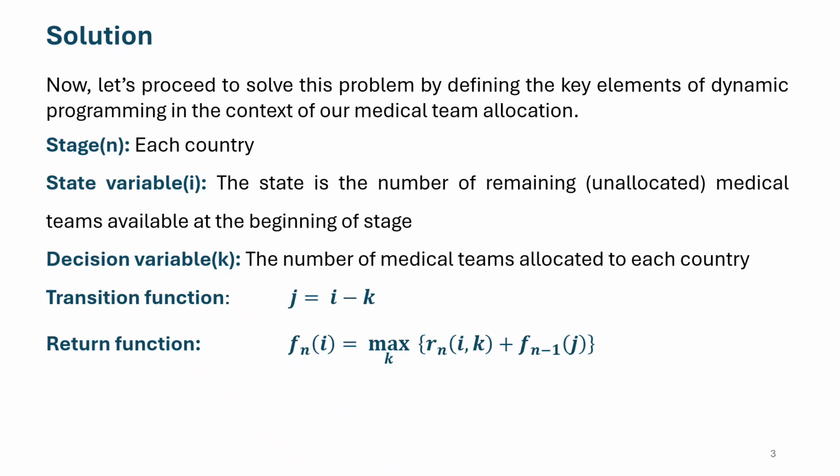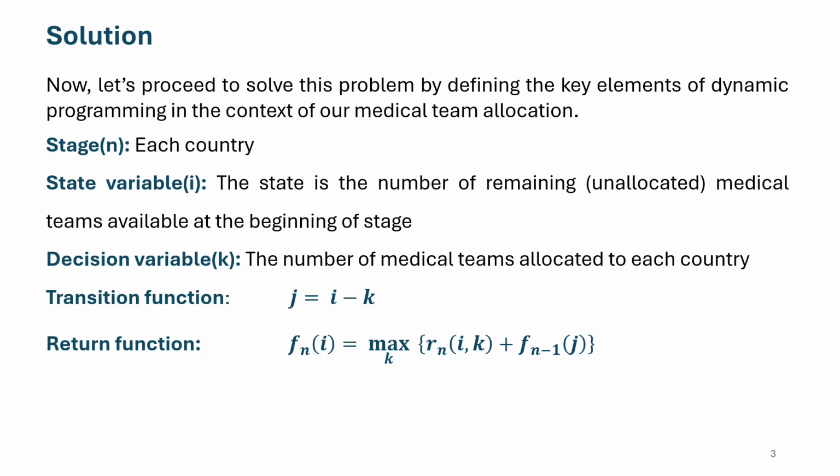And most importantly, the return function. This is the core of our optimization. The function f sub n of i calculates the maximum possible increase in life expectancy we can achieve from the current stage all the way to the end, given that we have i teams available. To find this maximum, we evaluate the expression for all valid decisions for k.